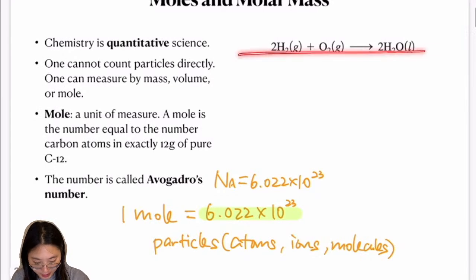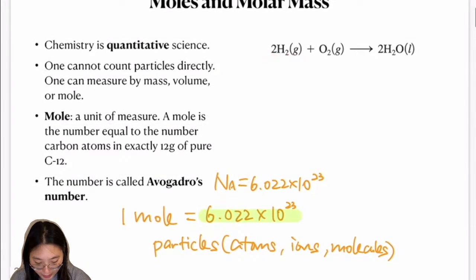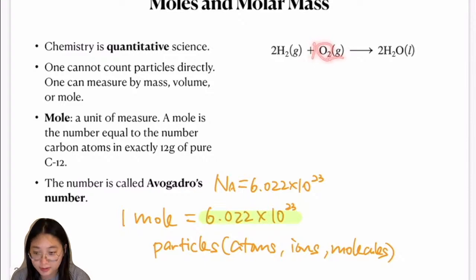So let's say here we have a really simple chemical equation. How we read it is not 2 hydrogen particles react with 1 oxygen particle. No, we don't use particles when it comes to a chemical equation. When you read it, you always read it in the unit of a mole. So it means 2 moles of hydrogen gas react with 1 mole of oxygen gas to produce, or to form, or to yield 2 moles of liquid water. That's how we read a chemical equation.